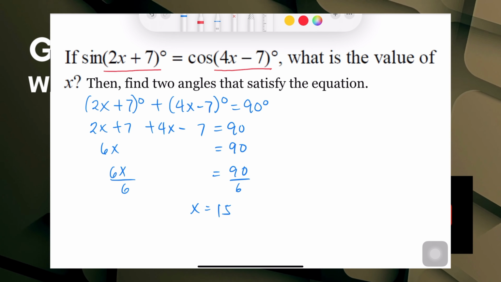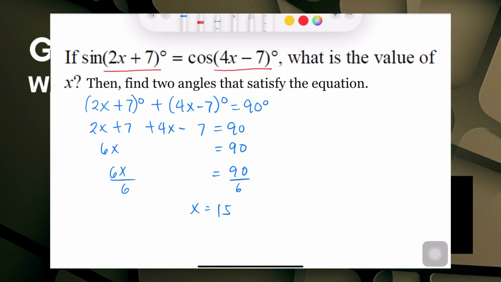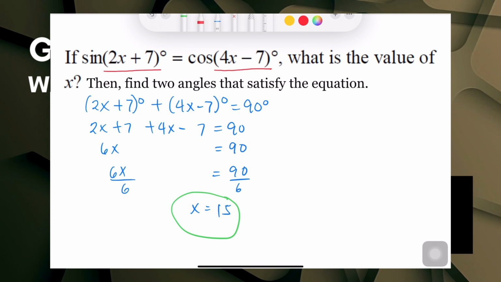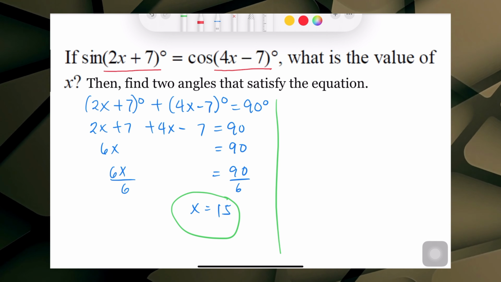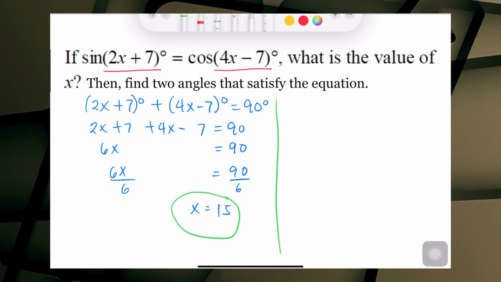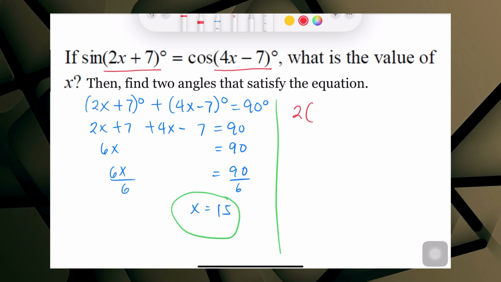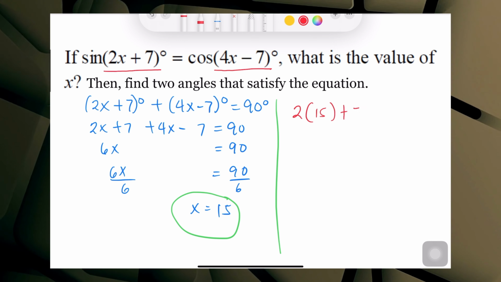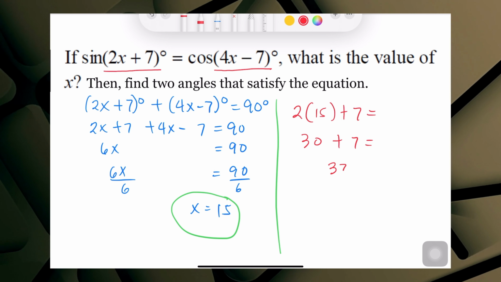Now we are to find two angles that satisfy the equation. Now remember, x is not an angle measure. Let's find two angles that would satisfy the given equation. Since x is equal to 15, let's plug it into both expressions. We write 2 times 15 plus 7 is equal to 30 plus 7 is equal to 37 degrees.